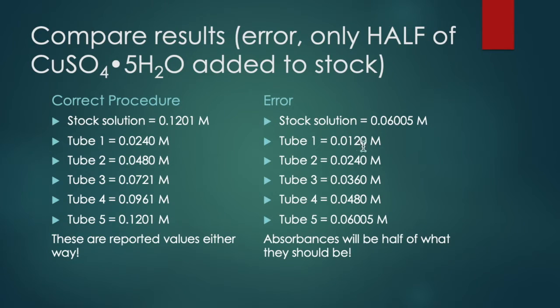And so this absorbance value, this student, tube 1, will get half of the absorbance that a student who had the correct tube 1 concentration would get. So all the absorbances would be half of what they would have been if you had done the correct procedure, and half of what the students who did do the correct procedure are getting. Your values are going to be half that high.